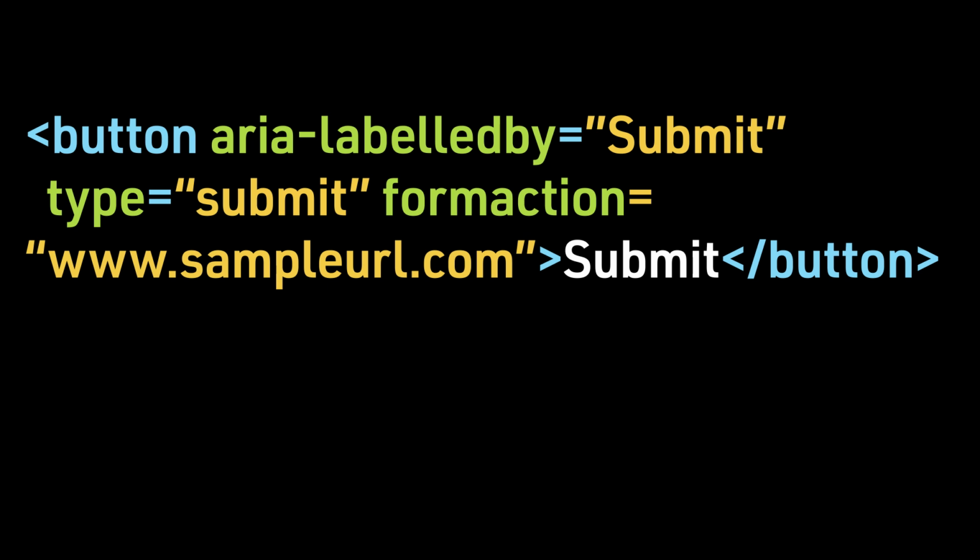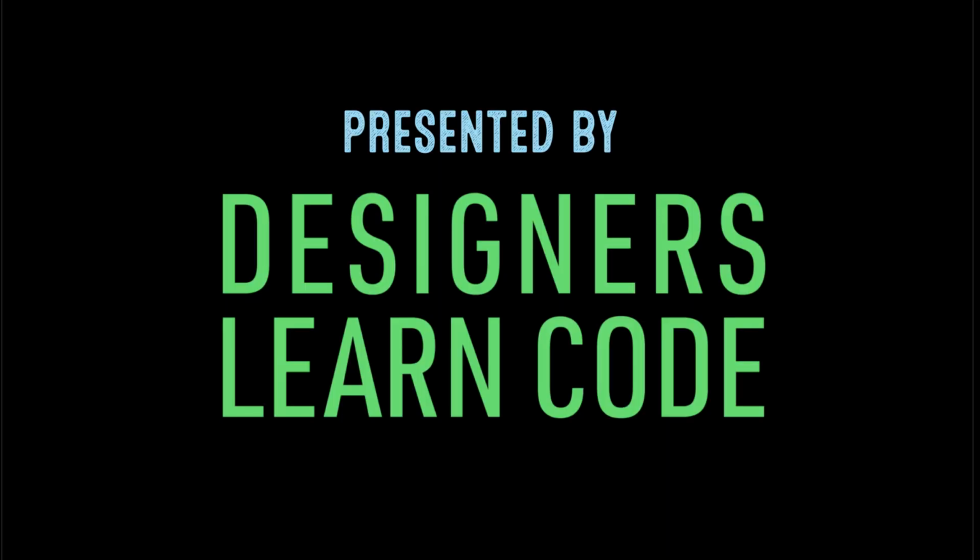Button opening tag. aria-labelledby equals "submit" in quotation marks. type equals "submit" in quotation marks. formaction equals "URL" in quotation marks. Submit. Button closing tag. In a case where the text is visible, then you would use the attribute aria-labelledby instead. Presented by Designers Learn Code.